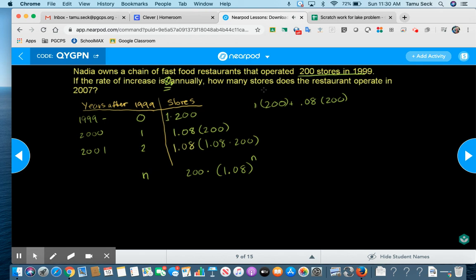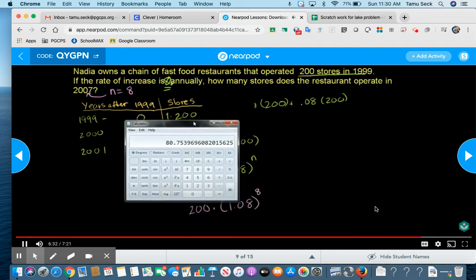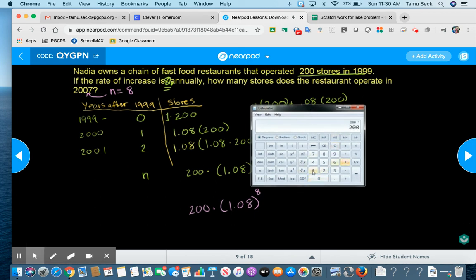So they're asking us, how many stores does the restaurant operate in 2007? Well, 2007 is 8 years after 1999. So here n is equal to 8. So let us substitute n is equal to 8. The answer to our question will be 200 times 1.08 to the 8th power. Let's get our calculator out and calculate it. So we want to figure out 200 times 1.08 to the 8th power. She's going to be operating 370 restaurants, and she'll be in the process of opening a few more.